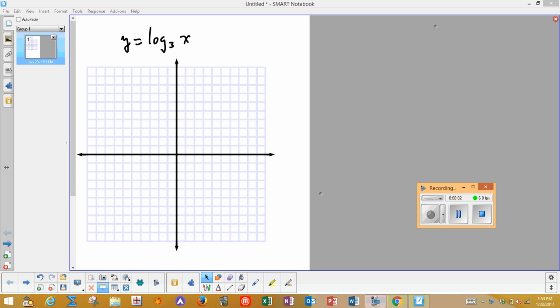Hi there. Today's lesson is about graphing log functions. So we start first with this parent function here. And there's going to be three things that we graph for sure.